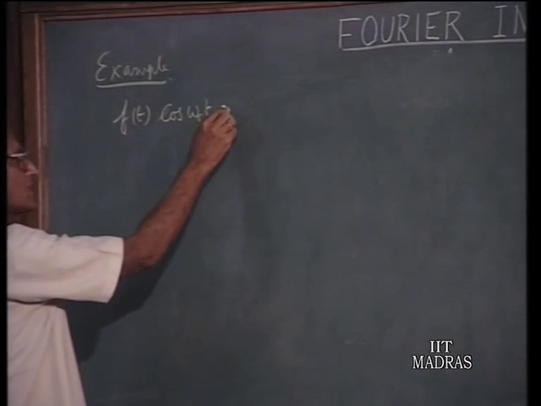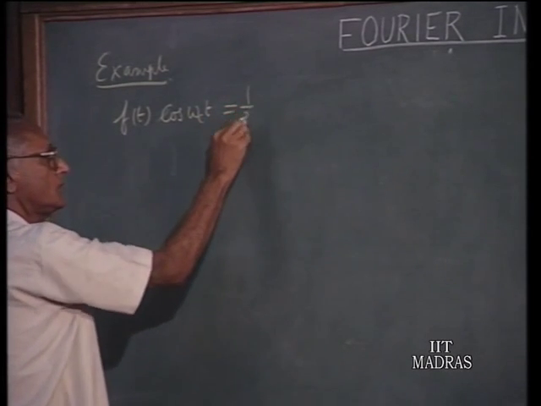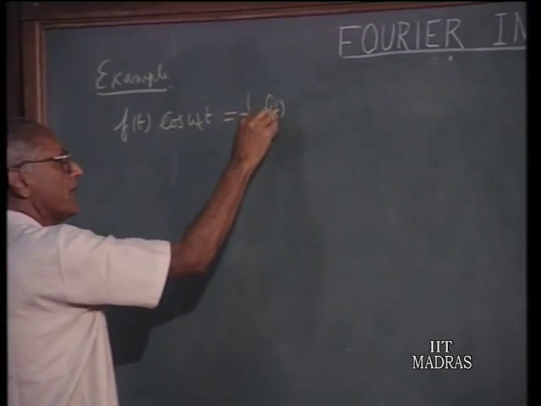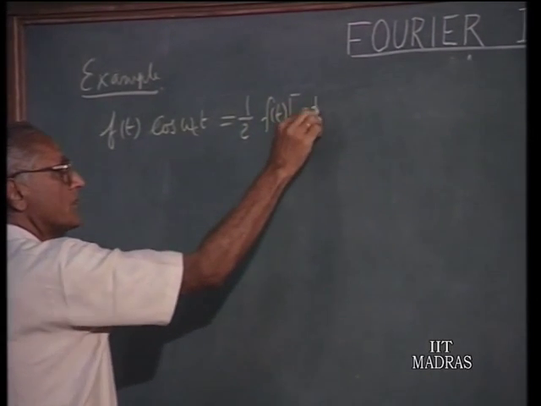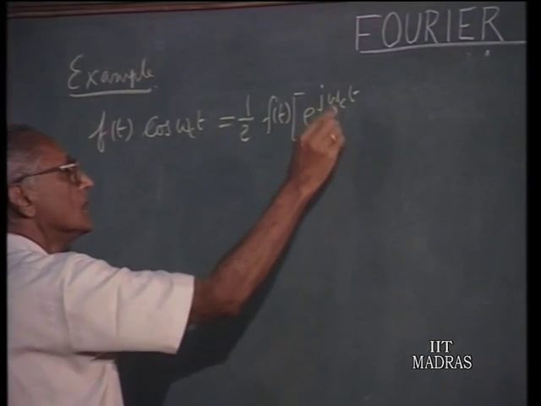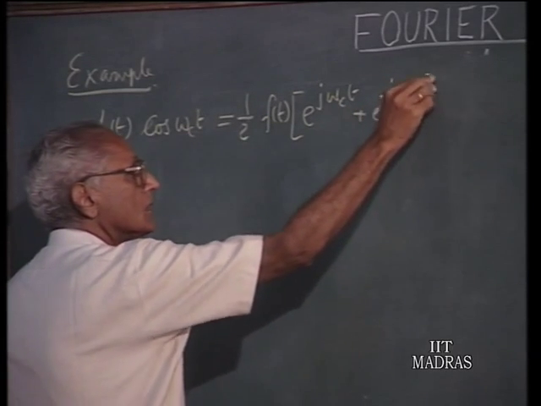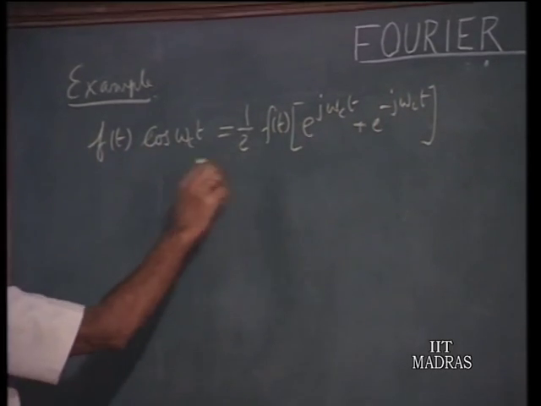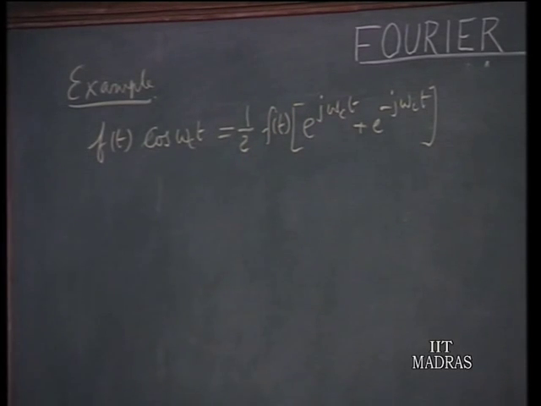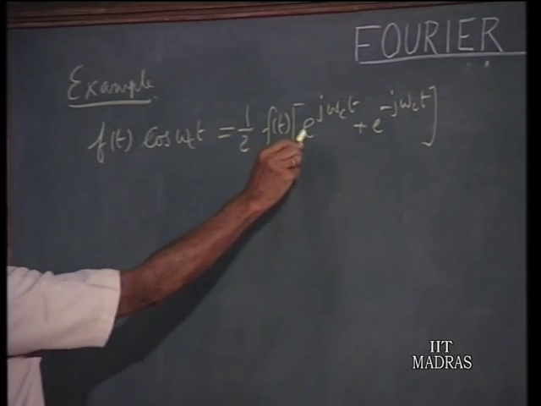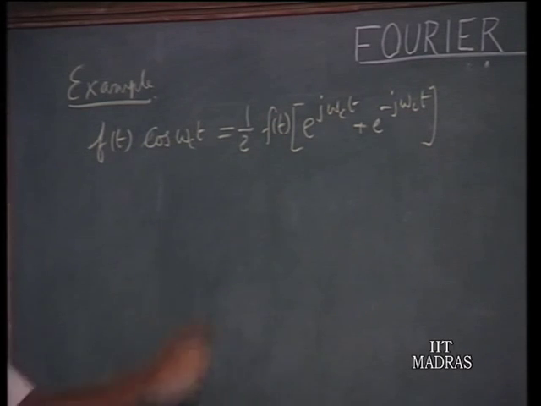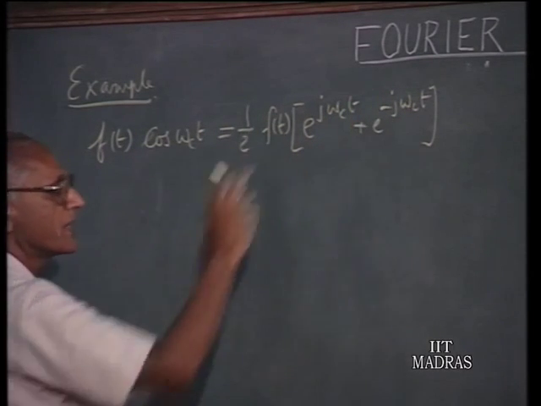Now, we can express this of course as 1/2 of f of t multiplied by e to the power of j omega c t plus e to the power of minus j omega c t, because cosine omega c t is expressed as e to the power of j omega c t plus e to the power of minus j omega c t divided by 2. So, obviously then we have two terms, half f t e to the power of j omega c t, half f t e to the power of minus j omega c t.